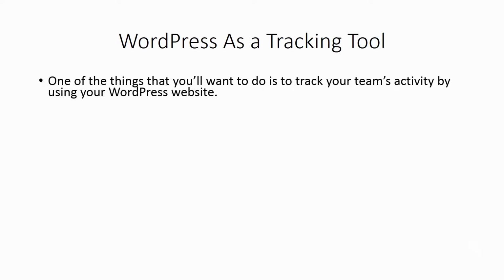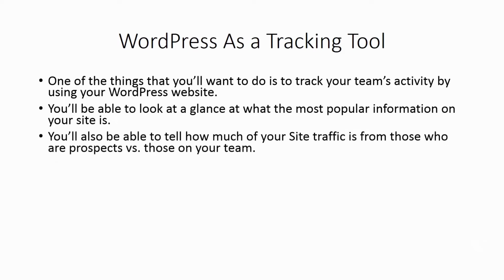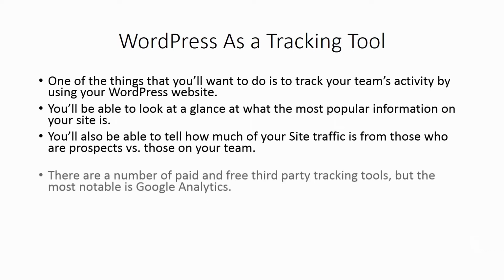Now one of the things you'll want to do is to track your team's activity by using your WordPress website. You'll be able to look at a glance at what the most popular information on your site is. You'll also be able to tell how much of your site's traffic is from those who are prospects versus those who are on your team.